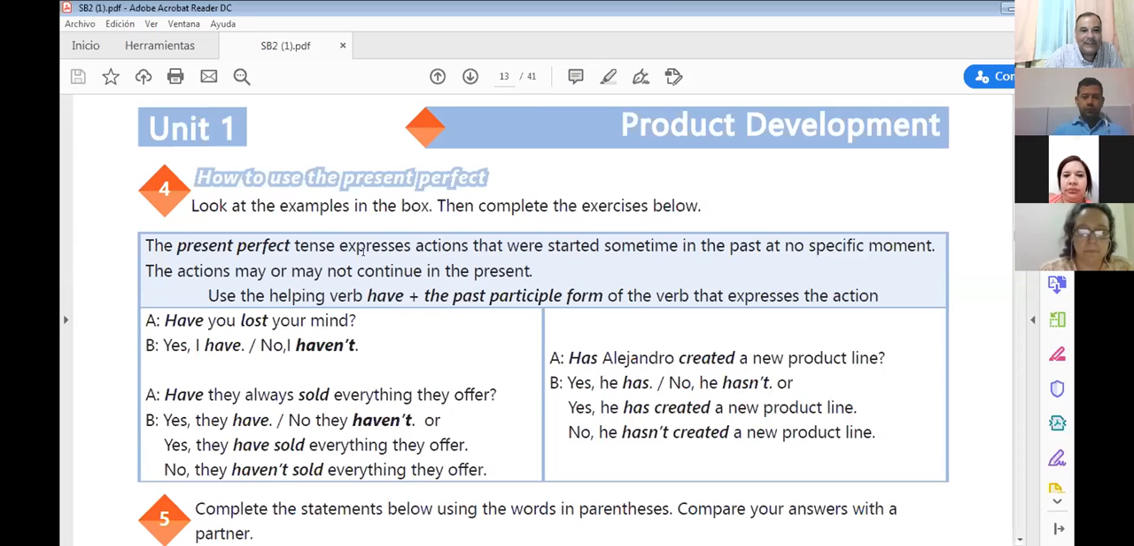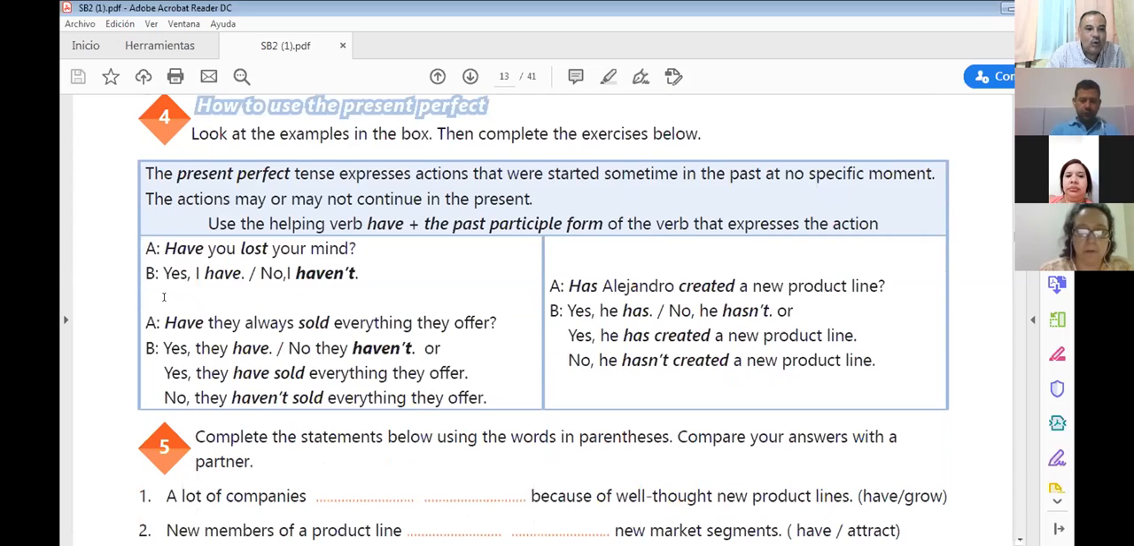The present perfect tense expresses actions that were started sometime in the past, at not a specific moment. The actions may or may not continue into the present, and they may or might not continue into the future. So we use the helping verb have plus the past participle, and we also use the helping verb has, plus the past participle to form the verb that expresses the action.